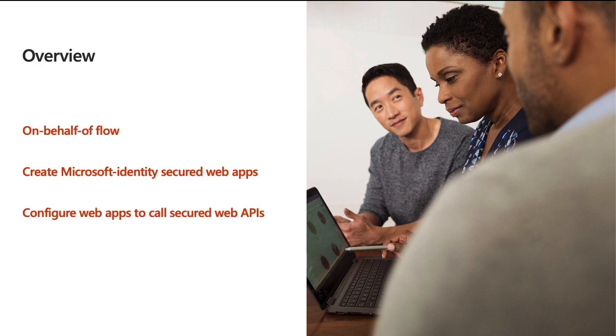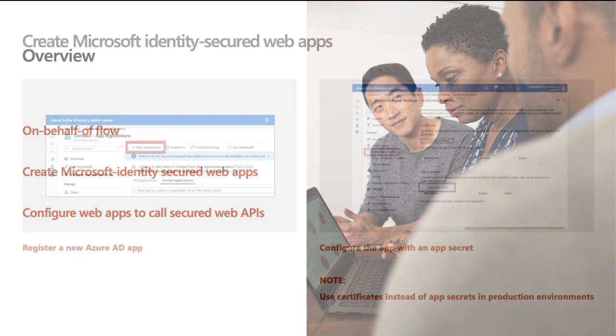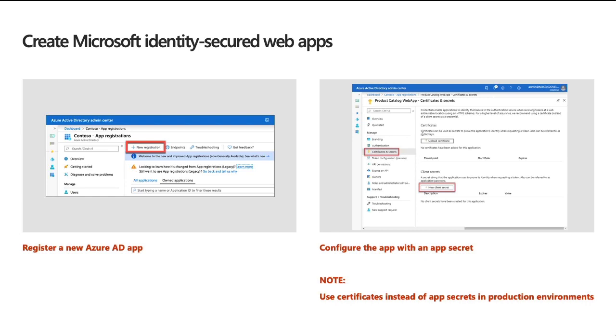In this unit, you're going to learn how to create a server-side web app that will enable users to sign in and grant the app permissions to act on the user's behalf. Now let's see how to create and configure a web app so that it can access a secured web API on behalf of a signed-in user.